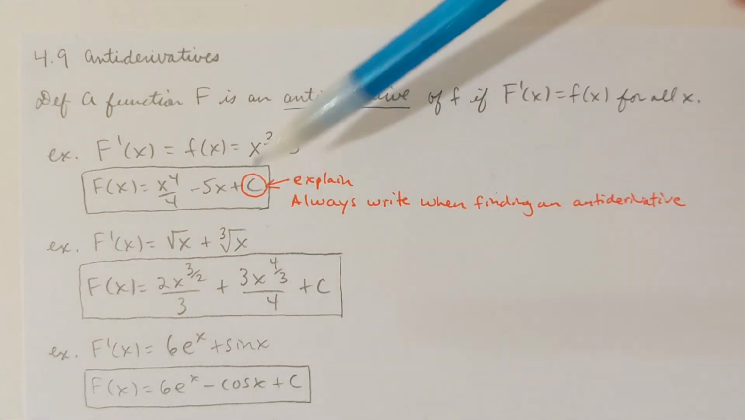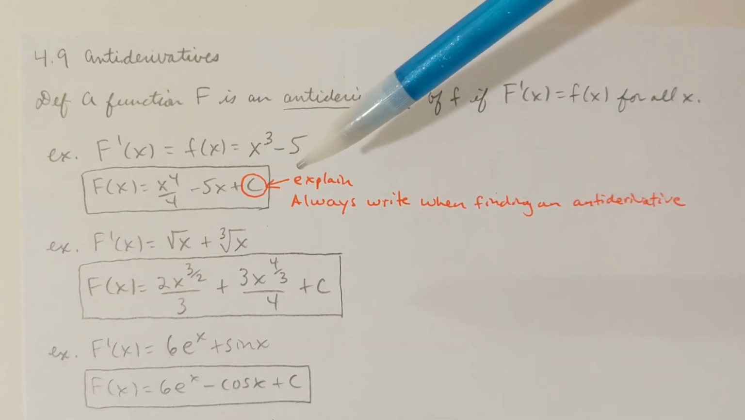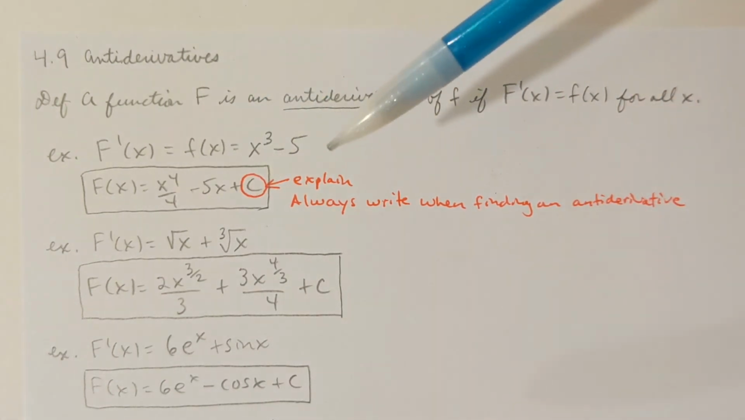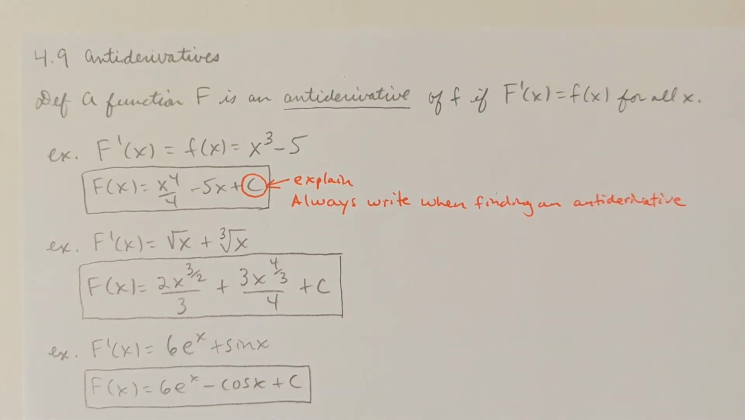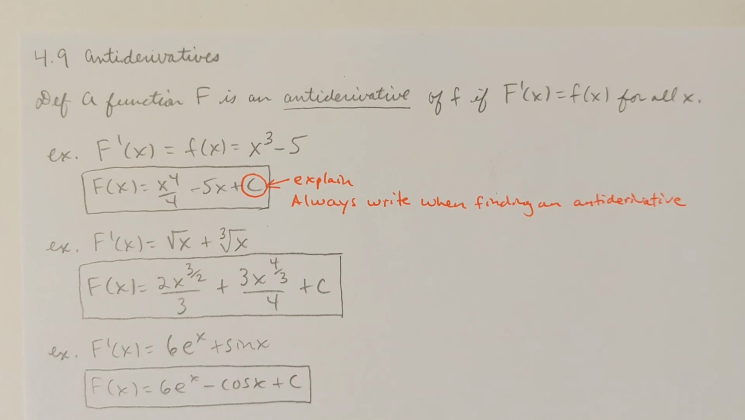The constant could be 3 or negative 8 or whatever. So there would be lots of different expressions whose derivative would be x cubed minus 5, because this constant can take on infinitely many values. Be sure that you write the plus C in the case of finding a general antiderivative. That is something that students will forget about on occasion, so make sure that you remember to do that.